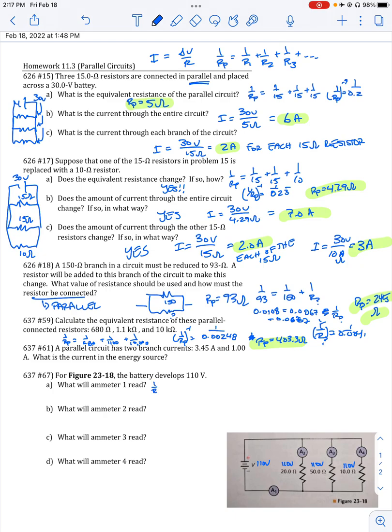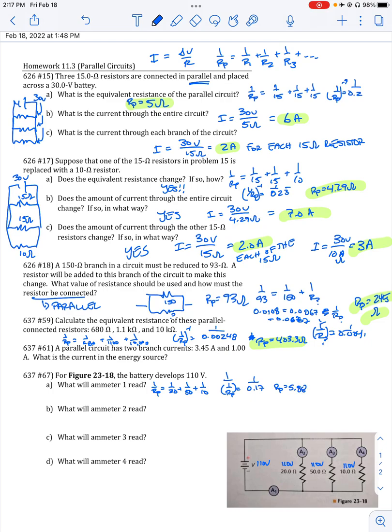All right. So 1 over RP equals 1 over 20 plus 1 over 50 plus 1 over 10. So 1 divided by 20 plus 1 divided by 50 plus 1 divided by 10. All right. So 1 over RP equals 0.17. Take 1 over that. Basically 1 divided by that. So 1 divided by that answer. We find that our equivalent resistance is 5.88.